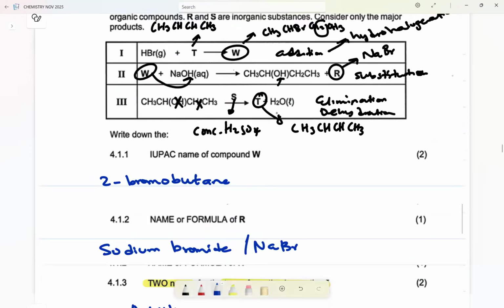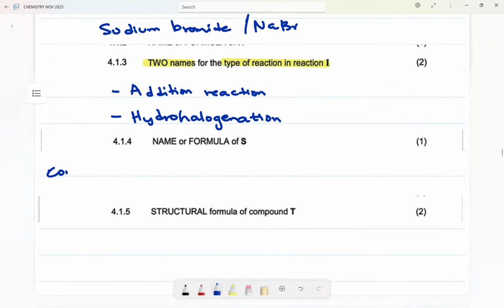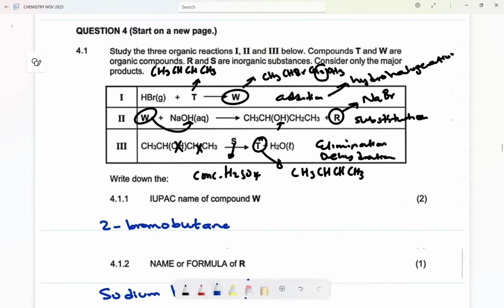Name of formula of S. So I said the name, it is concentrated, which we don't need in this case, sulfuric acid. Or one might say it is just H2SO4. Then write down the structural formula of compound T. Compound T, it is now an alkene.